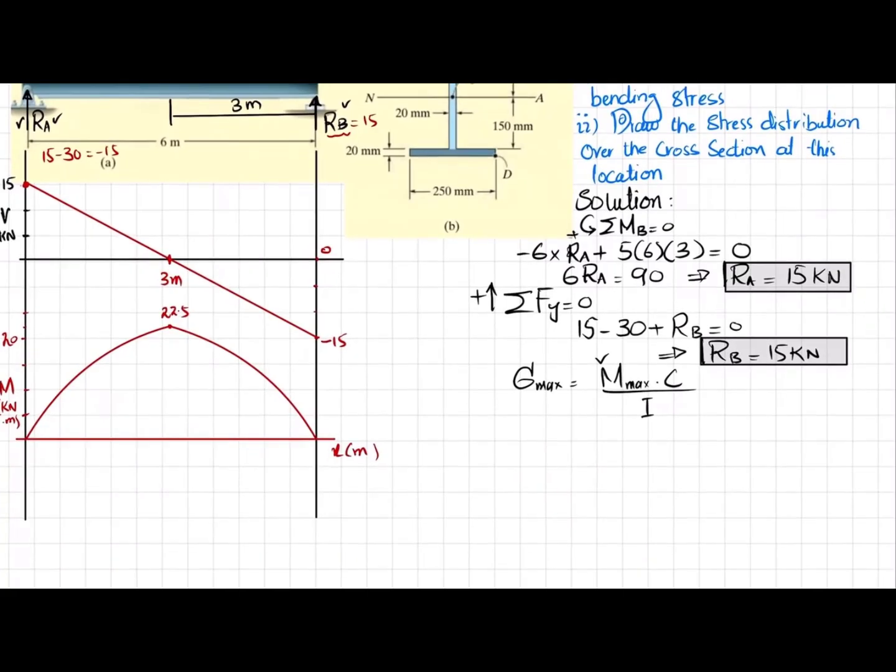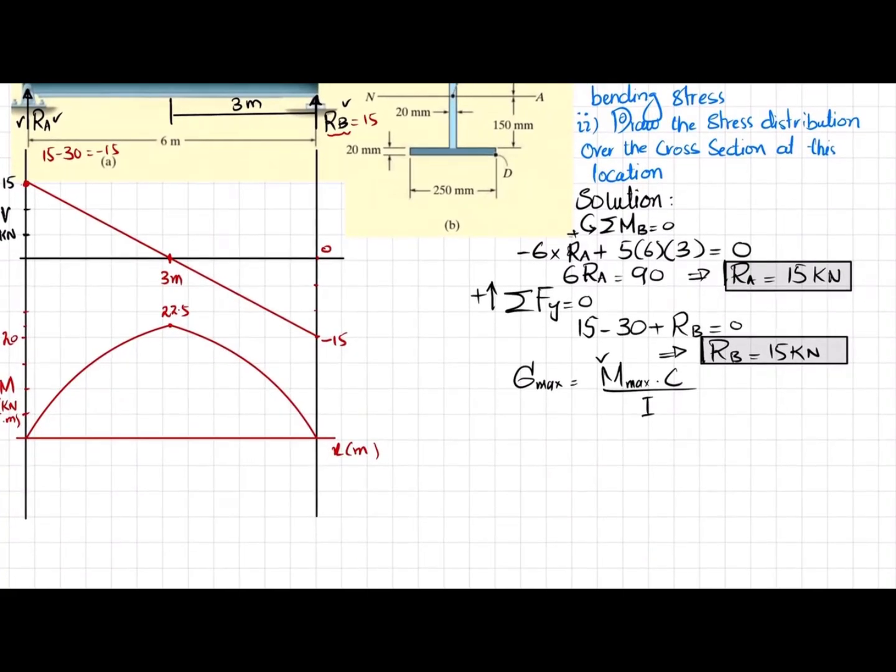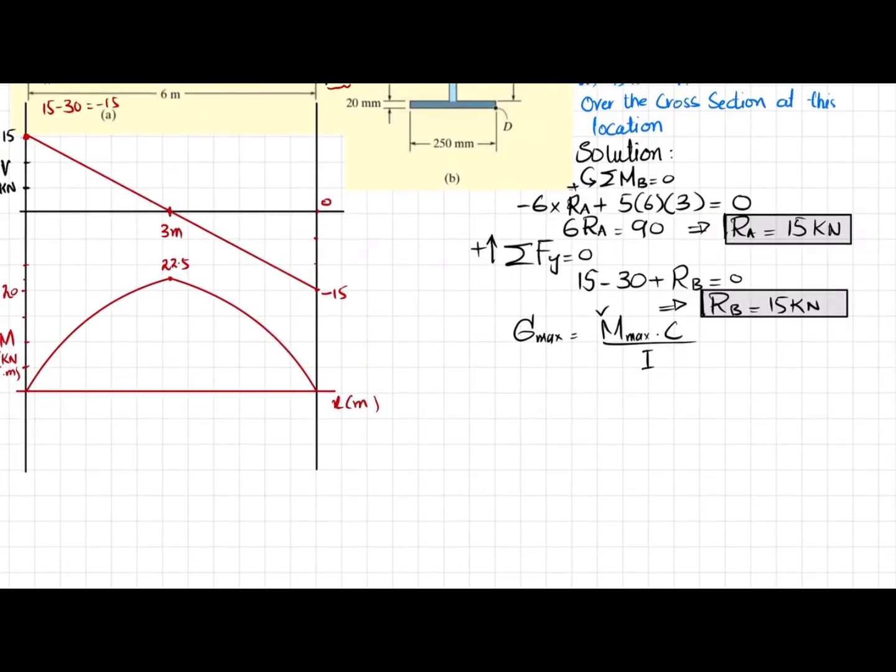So this is your bending moment diagram. Now from this bending moment diagram, I will write: from bending moment diagram, you have the maximum absolute bending moment equal to 22.5 kilonewton into meter. So you have this value.